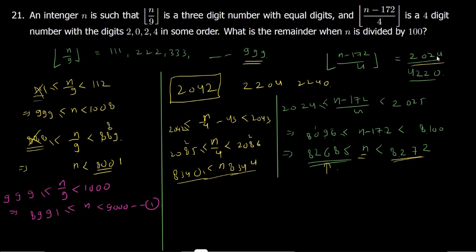Why don't we go to the next extreme, which is like 4220? Should we go to that extreme? In that case, 4220 into 4 will become 16,000, which will be way beyond. So let us go gradually only. What if we go to 2204?